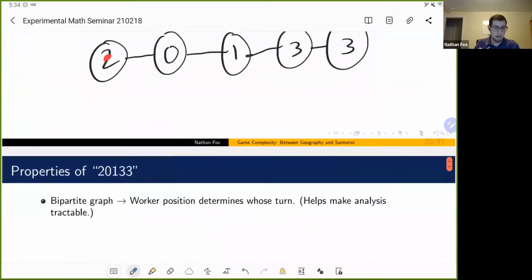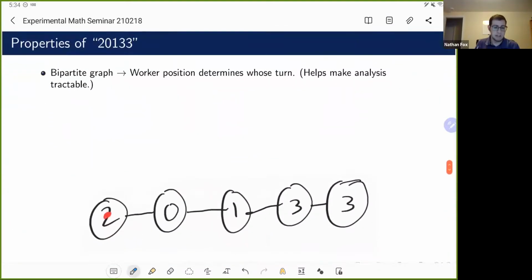So what properties does this game have that we care about? Well, one property is this is a bipartite graph, which means that you can tell whose turn it is just by looking at where the worker is. You don't care about what the heights are. So if the worker's on either end or in the middle, it's going to be Abigail's turn. And if the worker is in either of these vertices, it's Brian's turn. That follows from the fact that this is a bipartite graph. And that's very important for making the analysis of what we're about to do tractable, as otherwise there would be just an explosion of cases to consider.